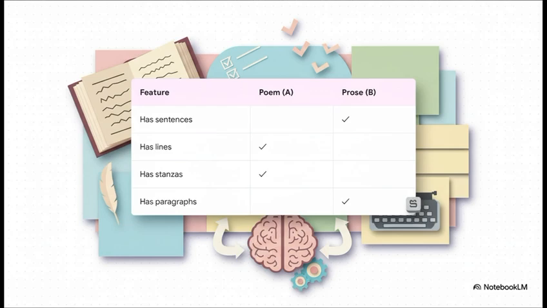Then, the textbook just brilliantly breaks it all down for us, analytically. Just look at this checklist. Does it have sentences? Yep, the prose version does. Does it have lines? The poem does. Stanzas for the poem? Paragraphs for the prose. It's so simple and so effective. It turns this abstract idea into a concrete set of rules you can actually see.